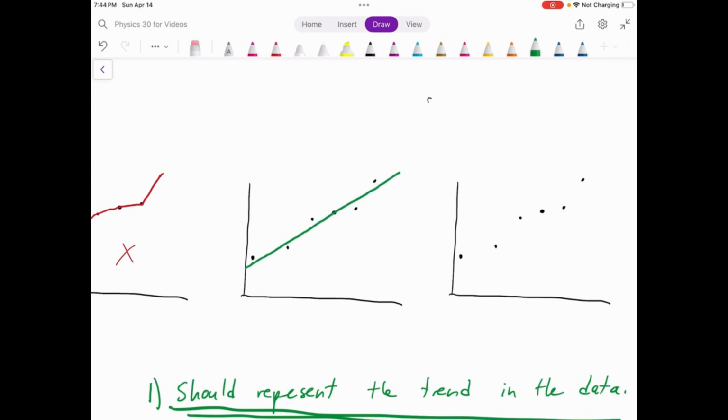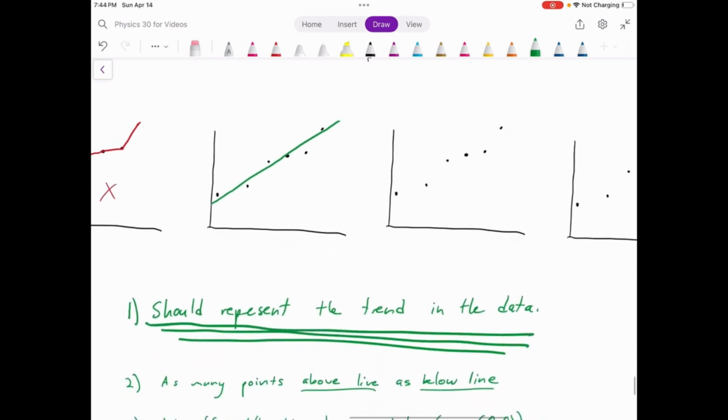Probably could have done better, but it's pretty solid. Maybe I could have shifted it up a little bit just because there's 3 points up there. Now I've got 3 points above, 3 points below. That looks pretty good. Do you see what I mean? That line is just representing the trend that our data suggests. That is the number one goal. First things first, draw the line that represents what the data is suggesting in terms of how y depends on x.